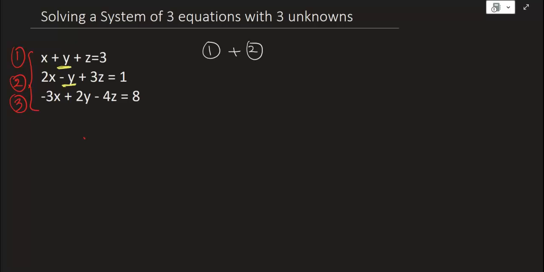So once we do that, when we add the first equation plus second equation, these are the two equations we are dealing with. We're adding the two equations. So what do we get? We get 3x, because x plus 2x is 3x, plus y minus y, that actually is 0, and then plus 1z plus 3z, that is 4z. And that's equal to 3 plus 1 is 4. Let's call this equation A. Okay, we have two unknowns, x and z.